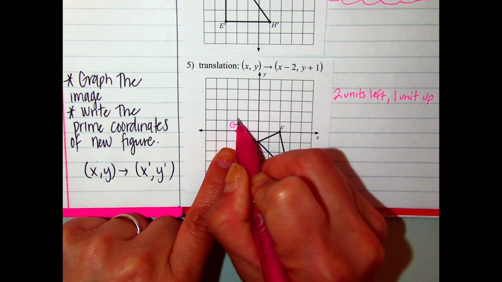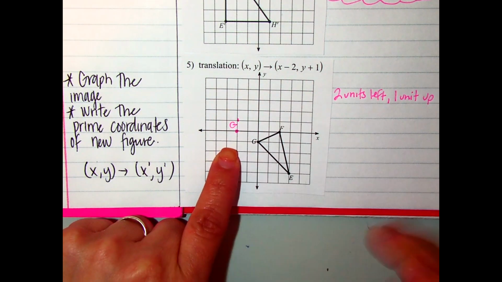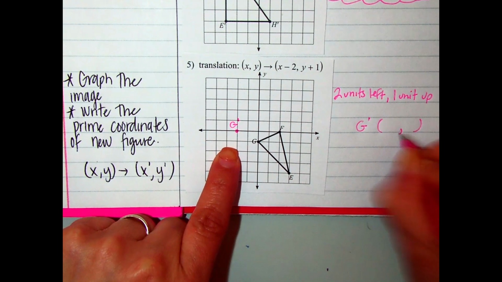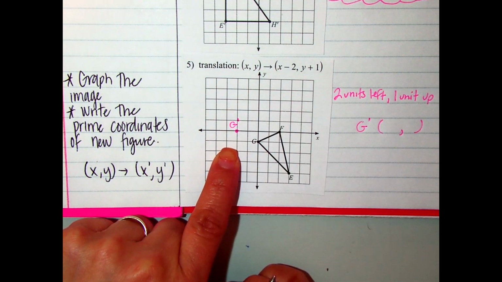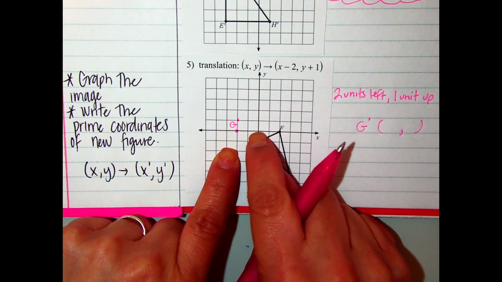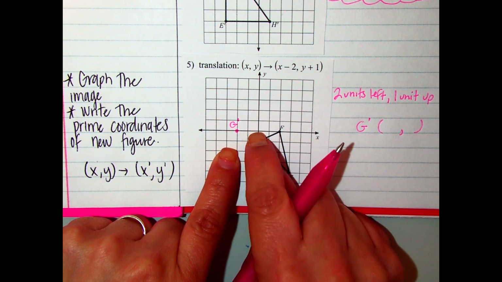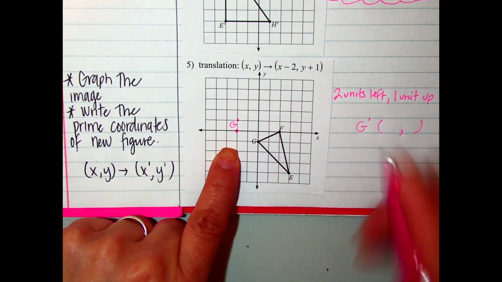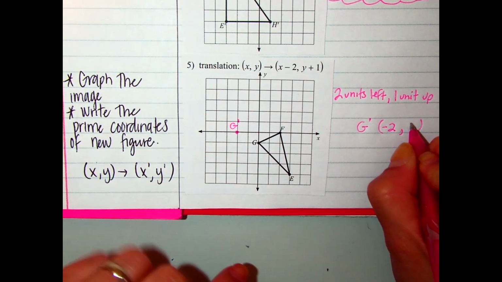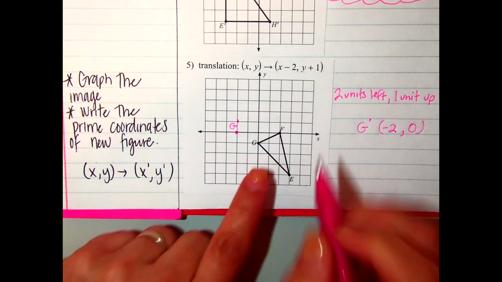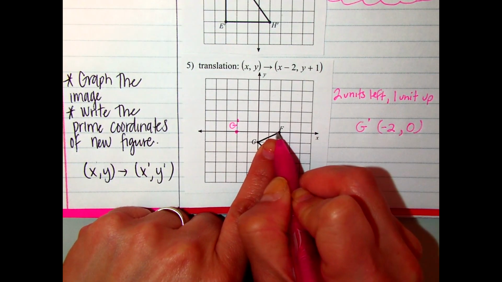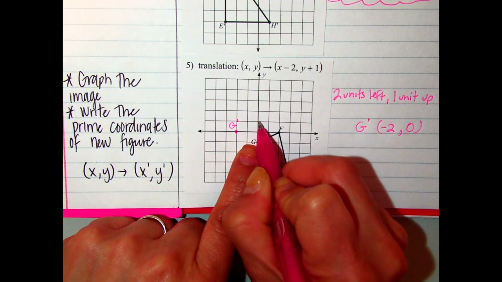Okay. Now, to finish this off, I want to make sure you know how to write the coordinates for each of your points for your prime image. So this point G prime is located at, we go 0, we go to 2, and then 0. We moved negative 2, so 2 to the left, and then 0. We didn't go up or down. F, we're going to do the same thing here. We're going to move 2 spaces to the left, 1 up. This is now F prime.